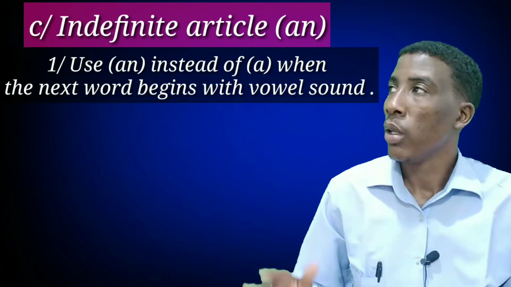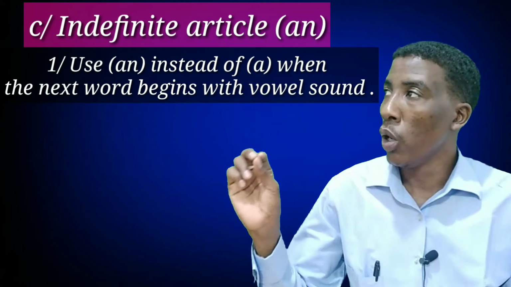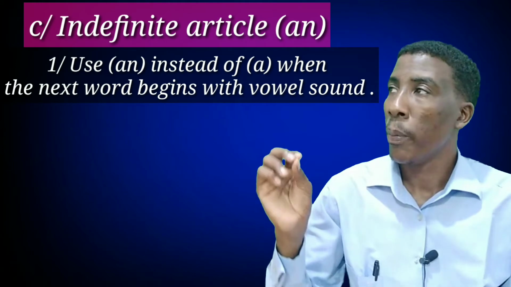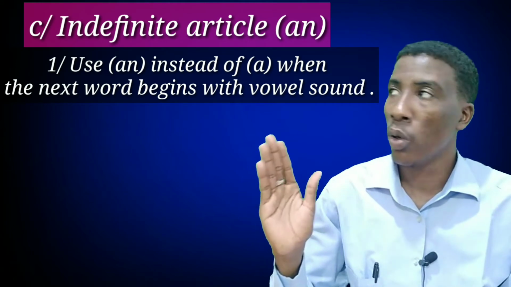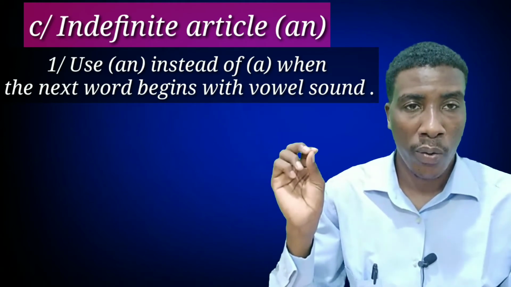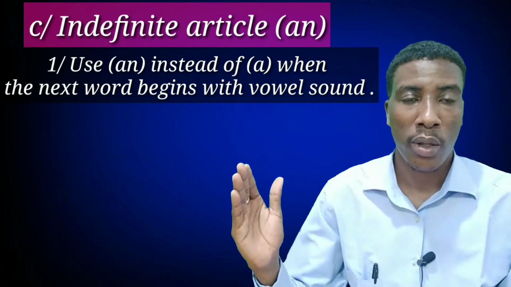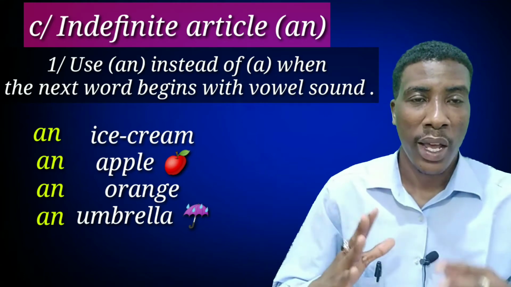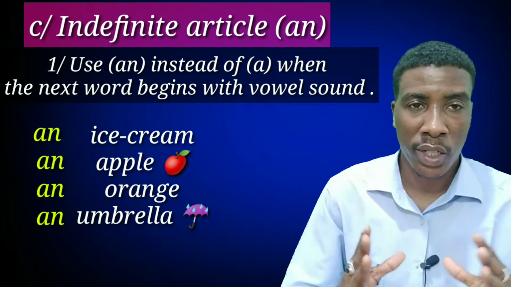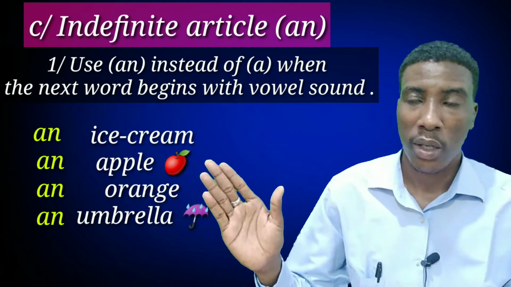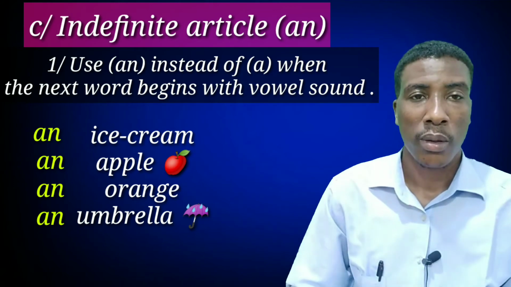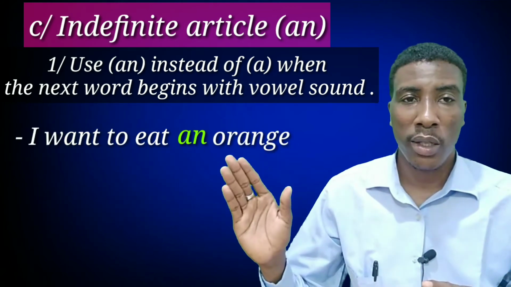Okay, let us go to indefinite article an. Rule number 1, use an instead of a when the next word begins with a vowel sound. For example, an ice cream, an apple, an orange, an umbrella, like this. I want to eat an orange.